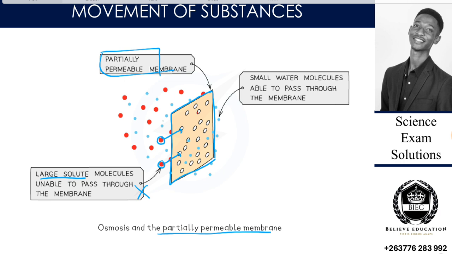Then the other smaller molecules are the blue ones, right? The blue ones, when they reach the holes, they pass through the holes. Why? Because they are smaller than the holes there. And so the smaller water molecules are able to pass through the membrane. So that is what we call partial permeability, or a partially permeable membrane.